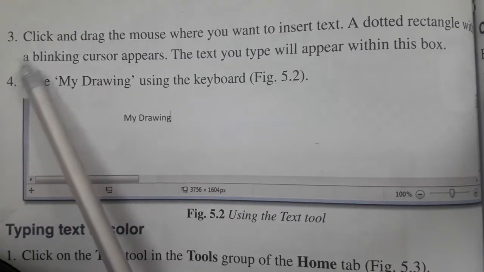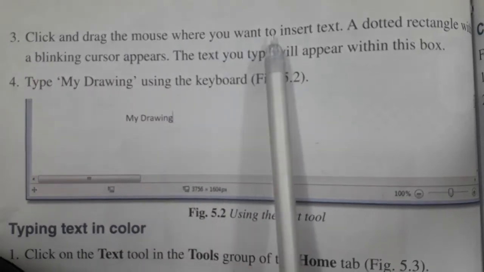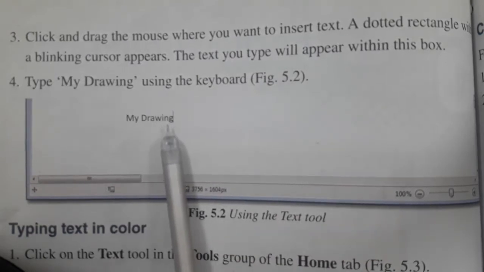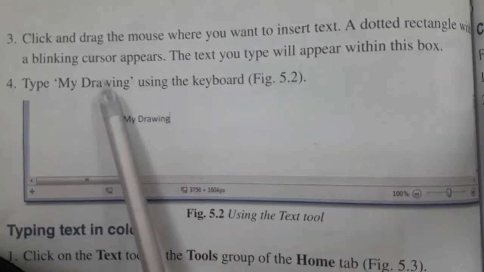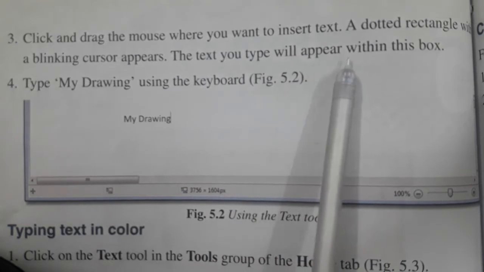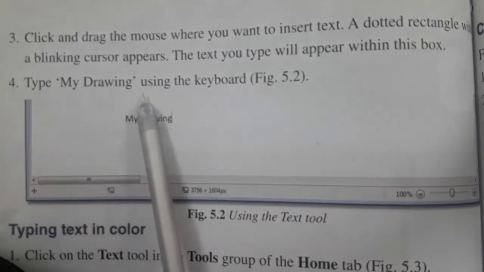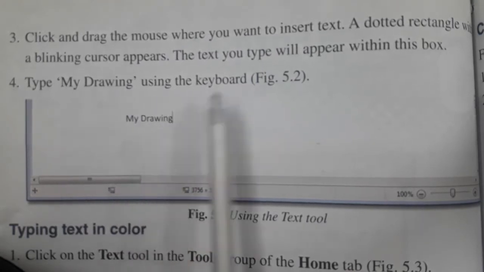Okay, students, then number 3, click and drag the mouse where you want to insert text. You can see here, a dotted rectangle with a blinking cursor appears. The text you type will appear within this box. And number 4, type my drawing. As here, type my drawing using the keyboard.